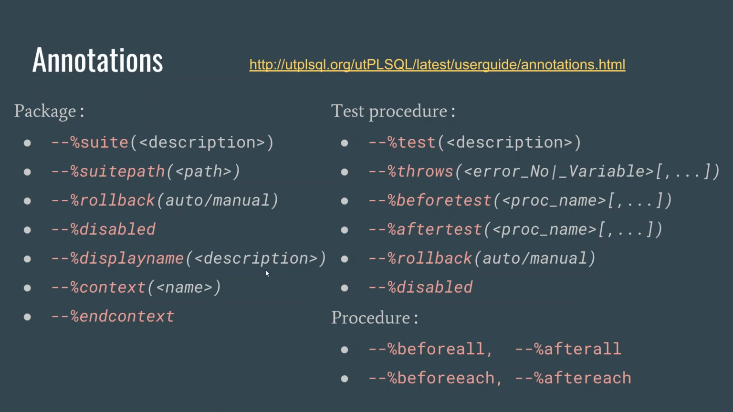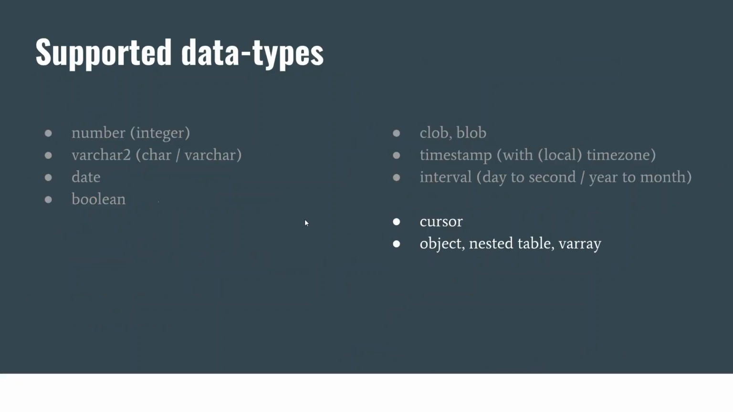Additionally, if you want to do some data setup before all of your tests, you can use the before all procedure annotation, and if you want to do some kind of cleanup actions after all of your tests, you can use after all. And sometimes you want to do something before each and every test, so you can use the before each annotation, and the same goes for after each. If you have test specific setup, you use before test and after test for those.